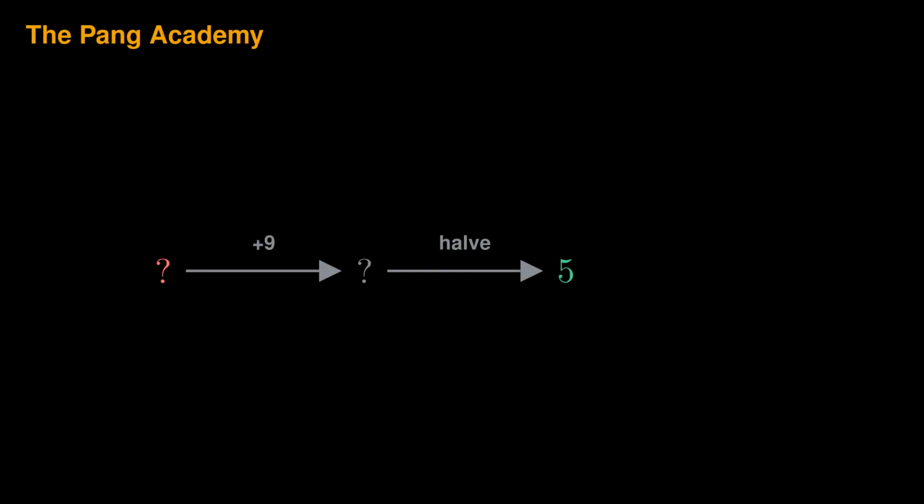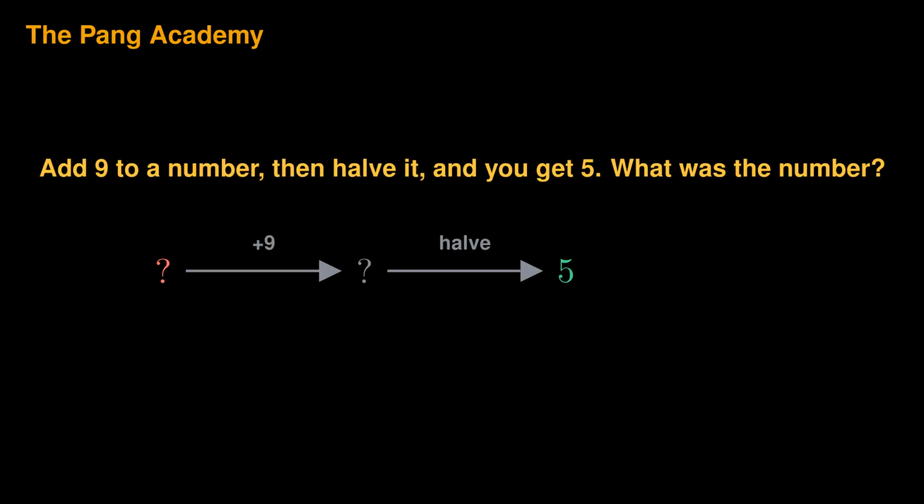Take a number, add 9 to it, then halve the result, and you end up with 5. What was the number you started with? Going forwards, you are stuck. You cannot add 9 to a number you do not know yet. With nothing at the start to work from, going forwards is a genuine dead end. There is simply no number to add 9 to.